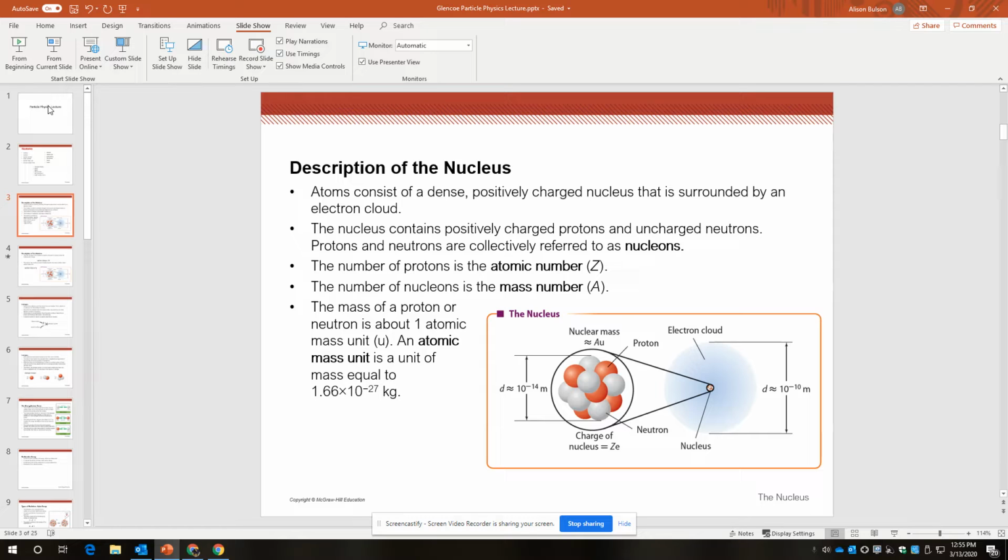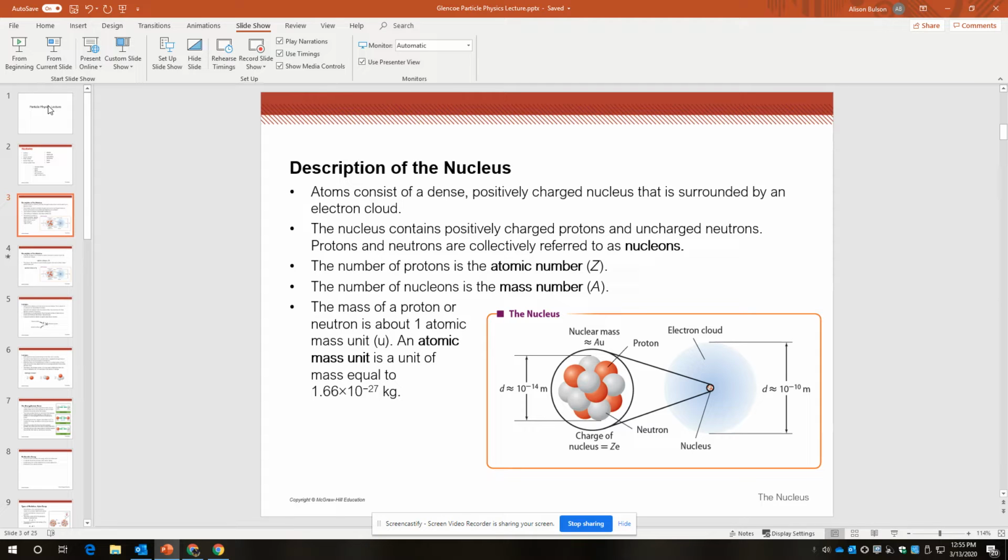Atoms consist of a dense positively charged nucleus that is surrounded by an electron cloud. We've said this a few times before, and you probably remember it from previous science classes. That dense positively charged nucleus is itself made up of positively charged protons and neutrally or uncharged neutrons. The protons and neutrons are collectively referred to as nucleons. So a nucleon is either a proton or a neutron. That's one of your vocabulary words.